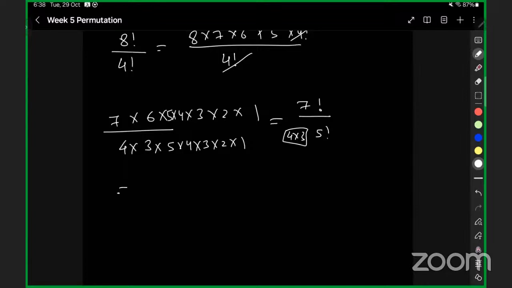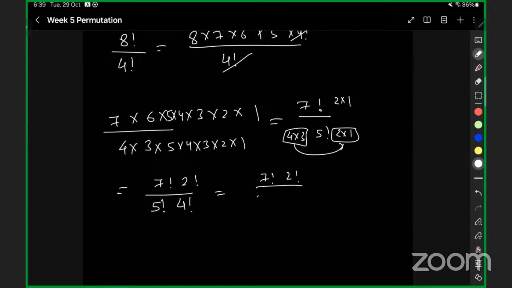Okay. What else I can do is, let's say I can multiply here 2 into 1 and at numerator also 2 into 1. So that will give me 7 factorial divided by 5 factorial. I had this 2 and this 4 terms, will make it 4 factorial, and 2 into 1 is 2 factorial. So that's how you can do it. 7 factorial into 2 factorial divided by 5 factorial into 4 factorial. You can have it in different ways also.